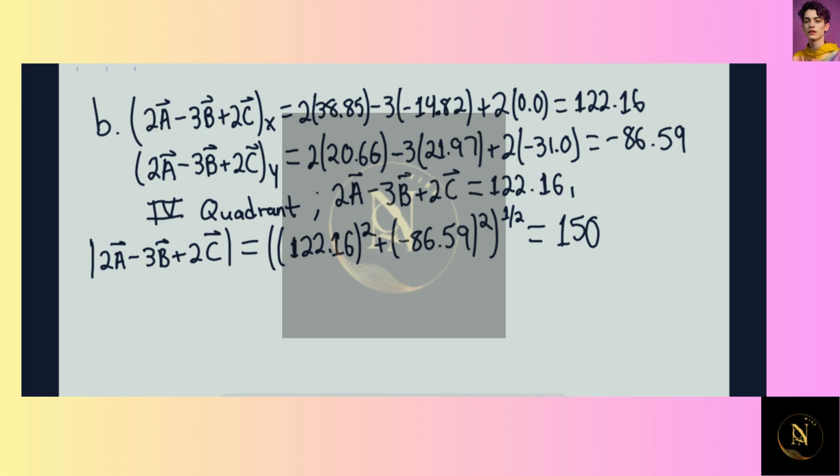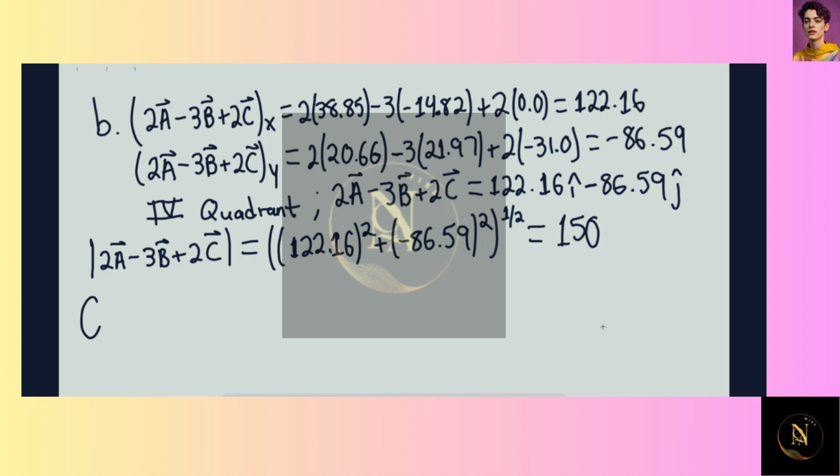122.16. You always want to write it in vector form. Simply giving the components is not enough because we want to write the i hat and the j hat. So negative 86.59 j hat. So that would be the vector form.